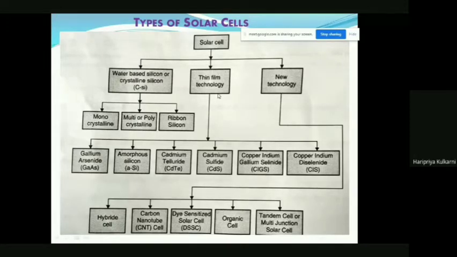Now the second type is the thin film technology, wherein we are using different materials. So here the thickness is very small, which is 1 to 10 micrometer. So less material is required, but the efficiency of thin film is comparatively less as compared to that of a thick film. And the rest of the types we have already seen, depending upon the material, which are gallium arsenide, GaAs, or amorphous silicon, a-Si, cadmium telluride, or it can be cadmium sulfide, or it can be CIGS or CIS.